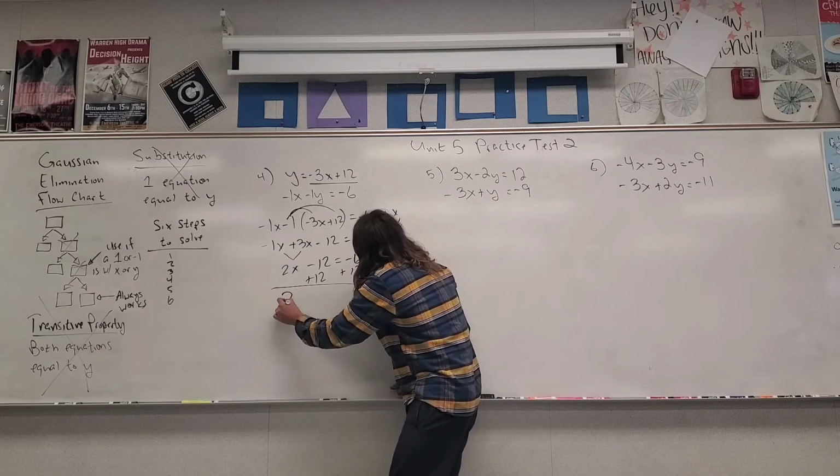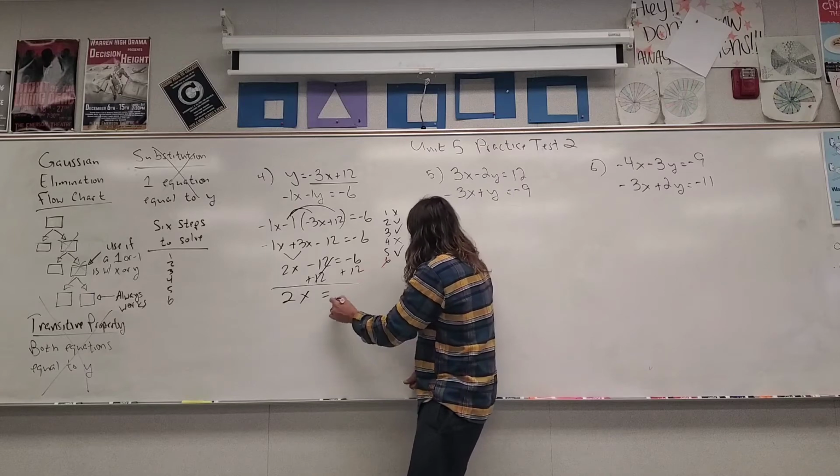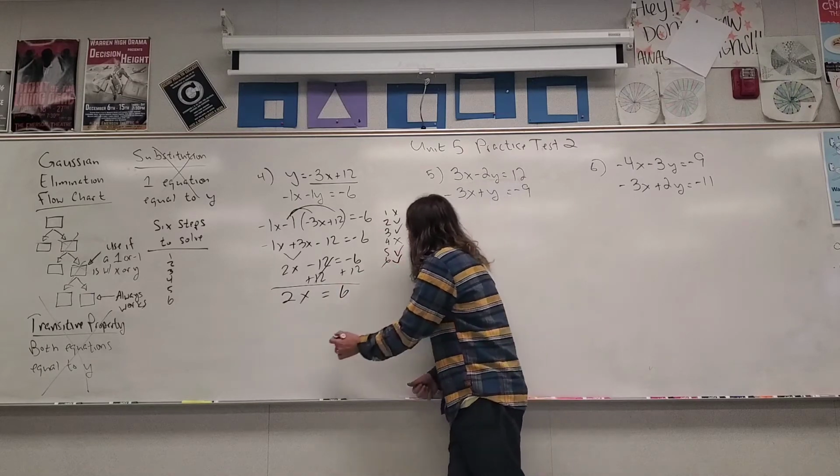So now I get 2x. Those cancel. If I owe 6, I have 12. That means I have 6. And I can do my last step, which is divide.